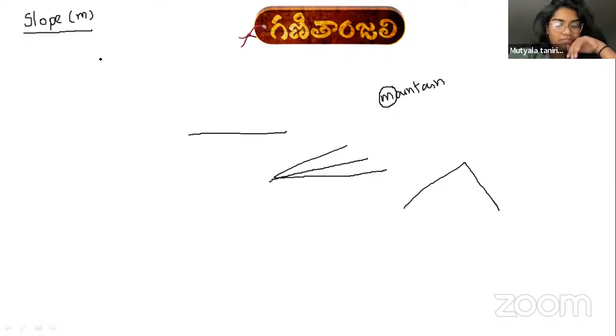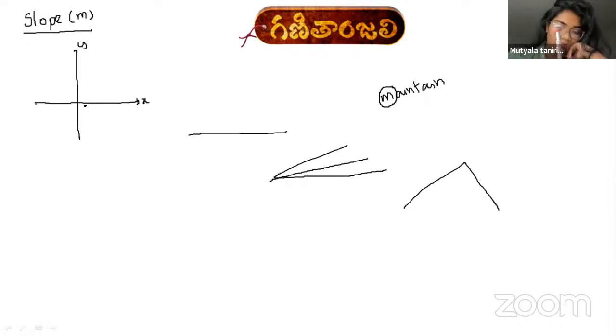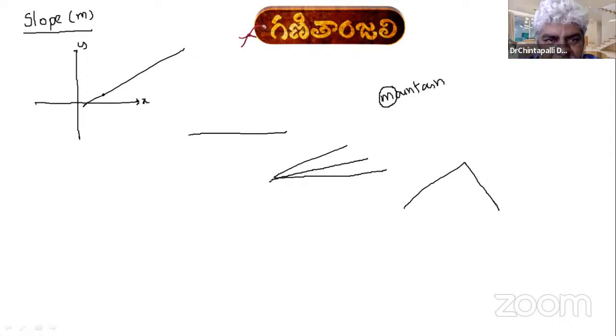The basic point of slope is in the graph. X-axis, Y-axis. The angle made by a line with the X-axis in the positive direction, called the positive direction, is theta. Then the definition of slope is tan theta.